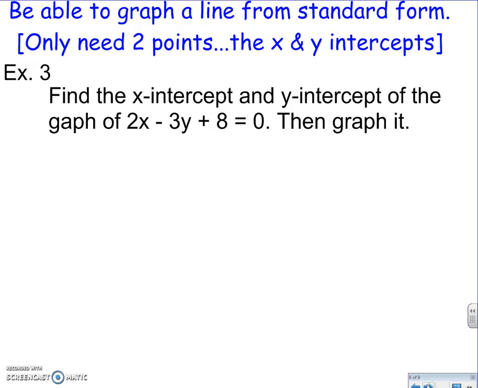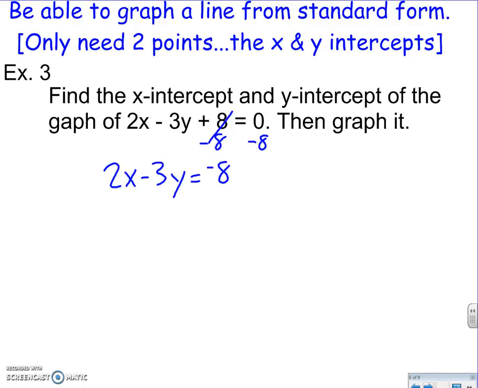Alright, in the last part, be able to graph a line from standard form. You only need 2 points, basically the x and y intercepts. So standard form has its benefits. One of them is to find the intercepts very easily. So for example 3, find the x and y intercepts of that. That's not in standard form yet. I need to move the 8. So if I subtract 8 from both sides, I get 2x minus 3y equals negative 8. Now that's in standard form.